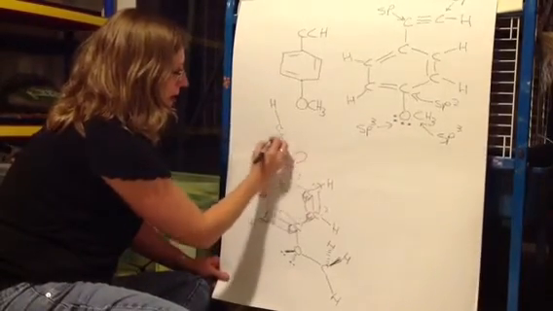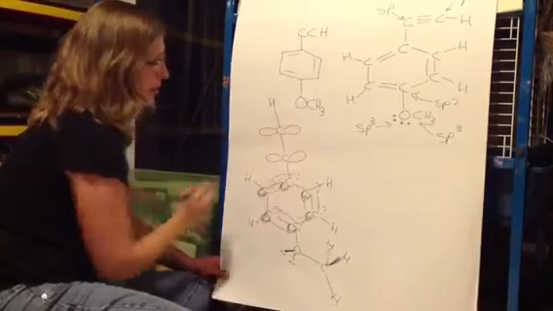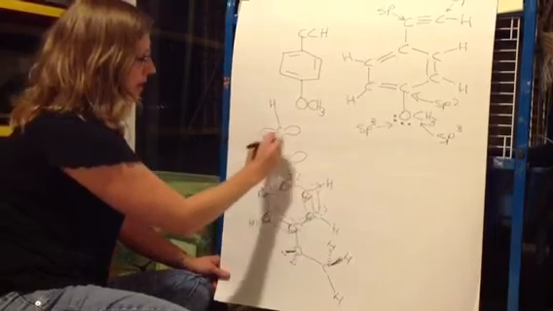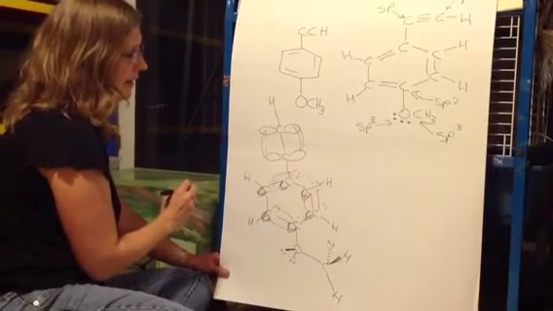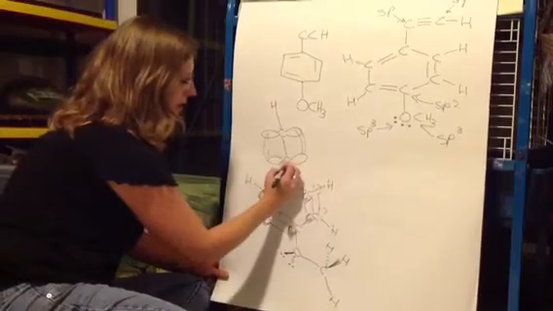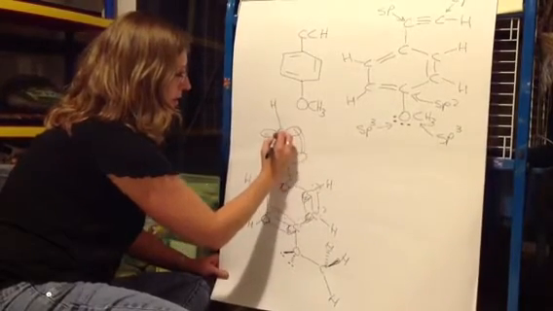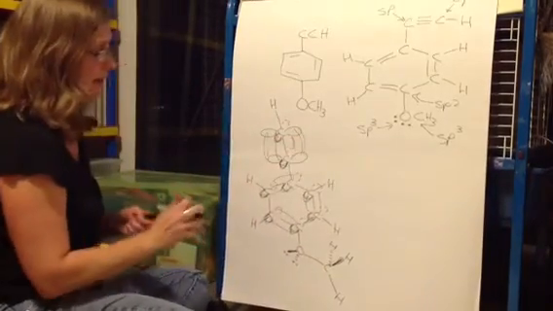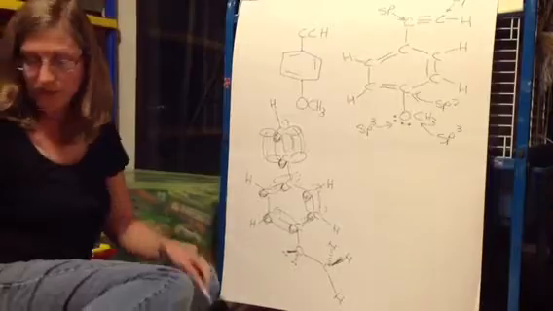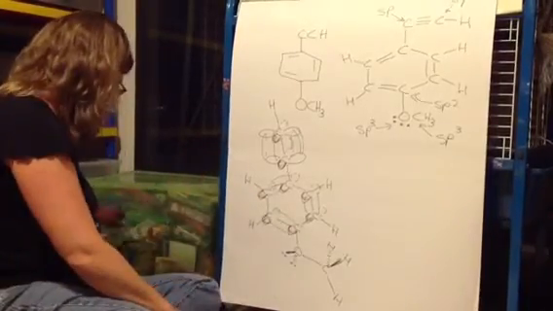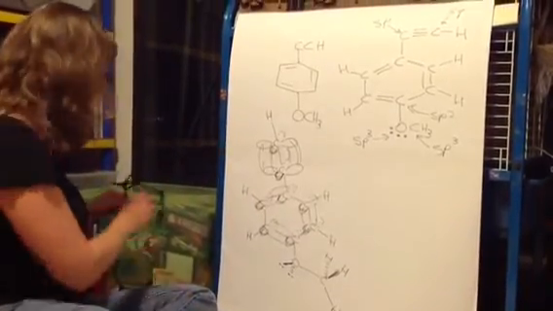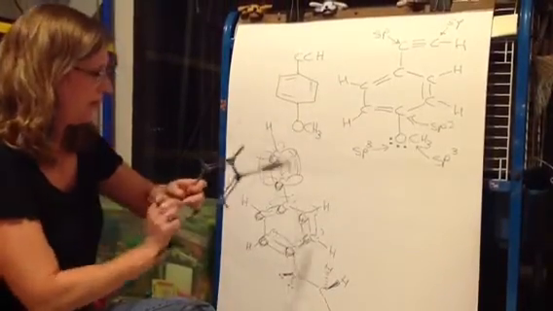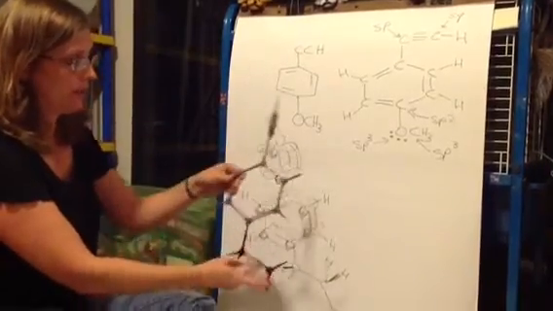2 pi bonds means we need 2 sets of p orbitals. So here's our first set perpendicular to the sp. And then the second set we can make it parallel to these other guys, wedge and dash, wedge and dash. And there's our triple bond. Okay, so here's our molecule. I think I didn't have something attached down here. There we go. So here's our benzene ring.